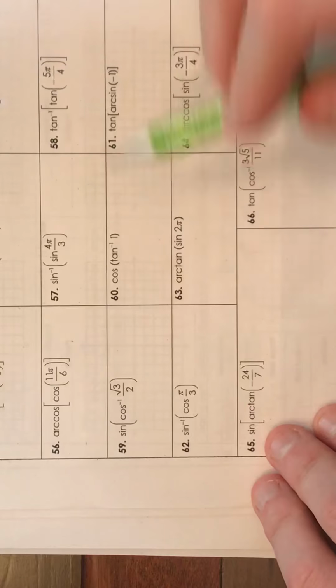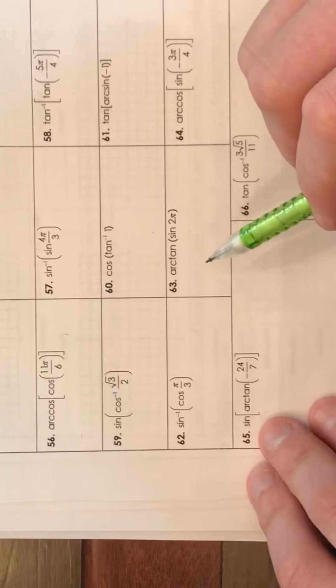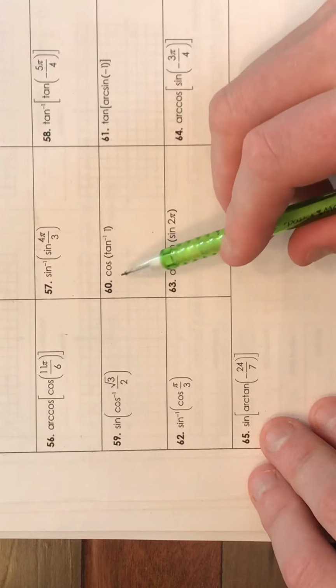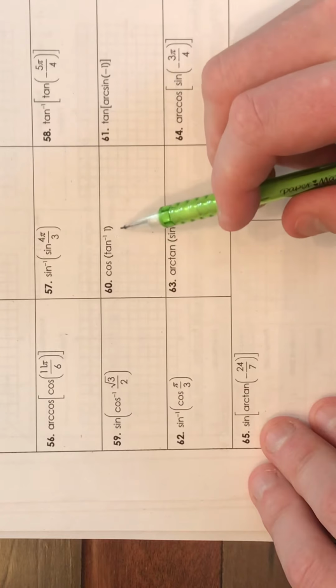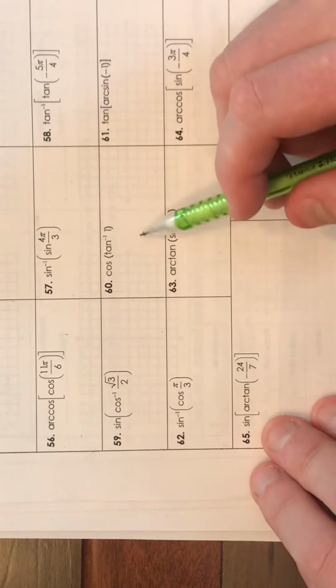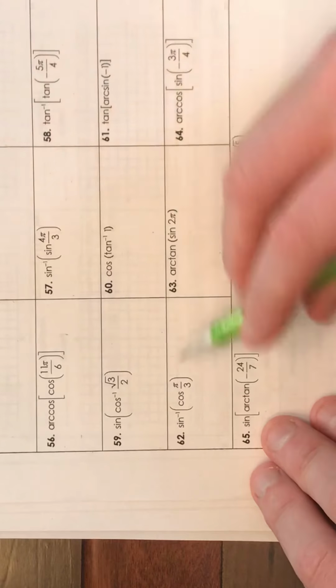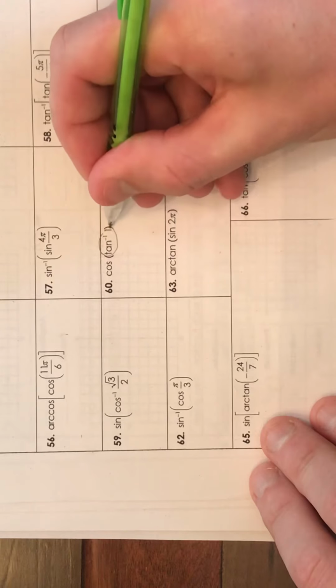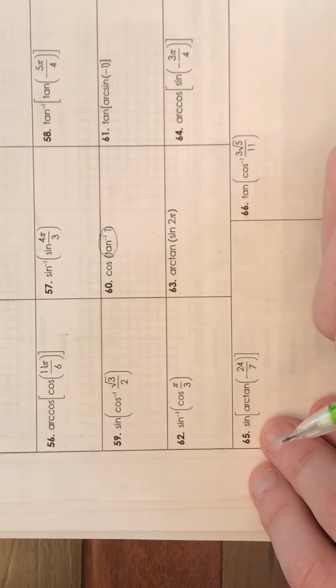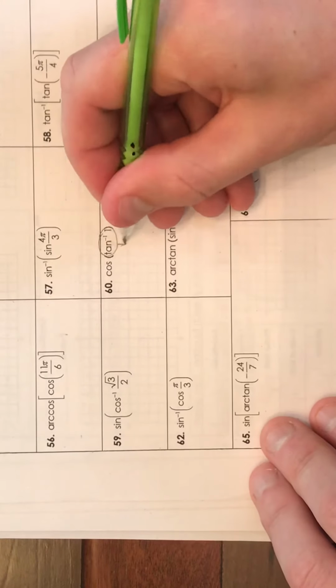trig functions in there. So let's check out something like number 60 here. So I have the cosine of the inverse tangent of 1. So the cosine of the inverse tangent of 1. So remember, with these guys, you're going to work from the inside out. So the first thing we want to do is figure out what is the inverse tangent of 1. So we got to do a little work here.